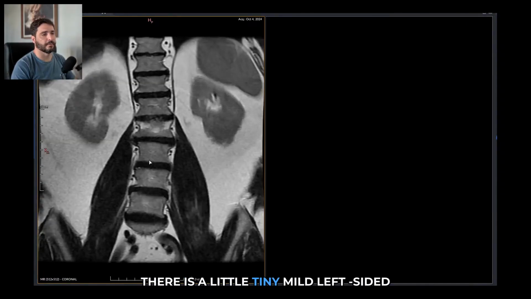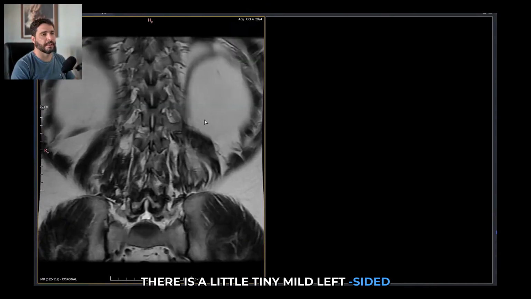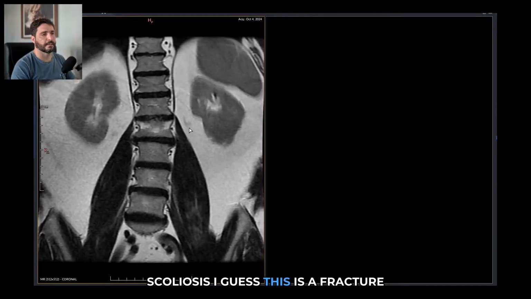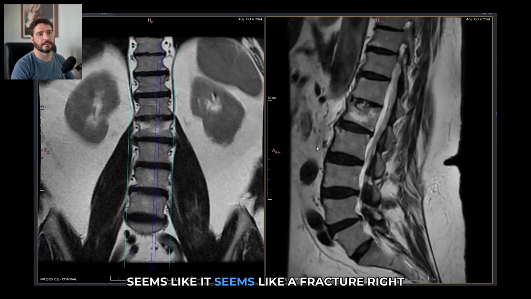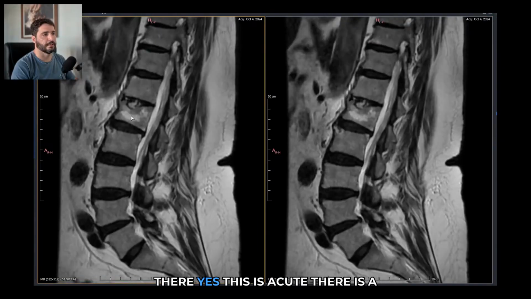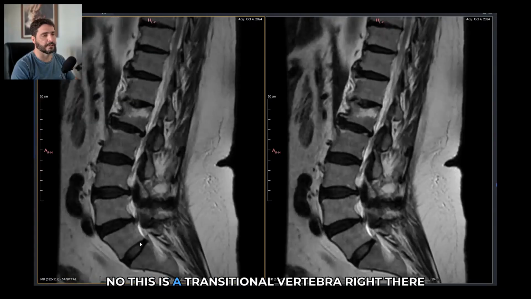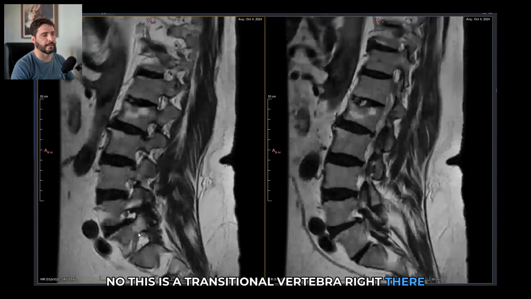There is a little tiny mild left-sided scoliosis. I guess this is a fracture. Seems like it. Seems like a fracture right there. Yes, this is acute. There is a partial collapse. This is 2, 3, 4, 5. No. This is a transitional vertebra right there.